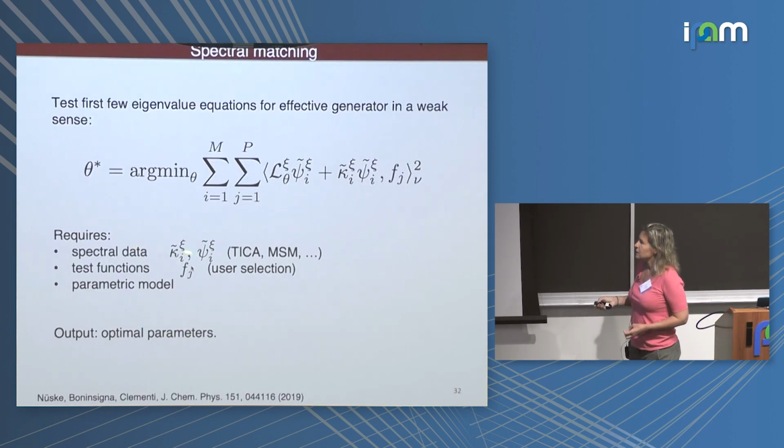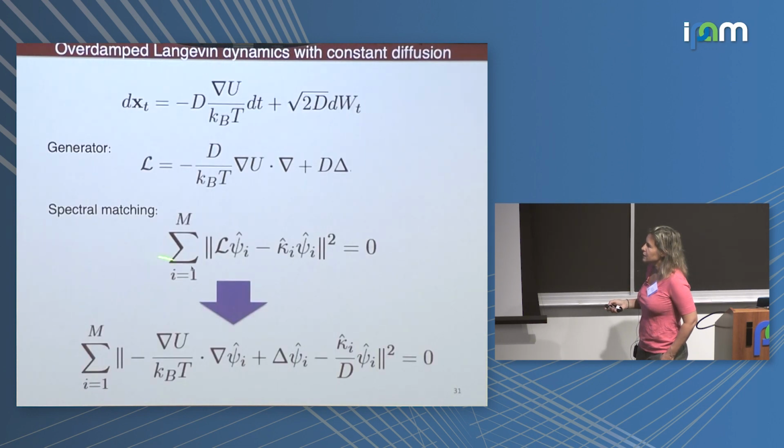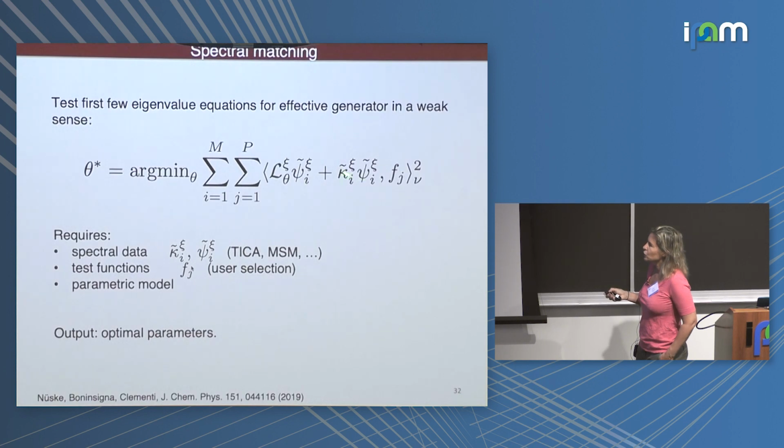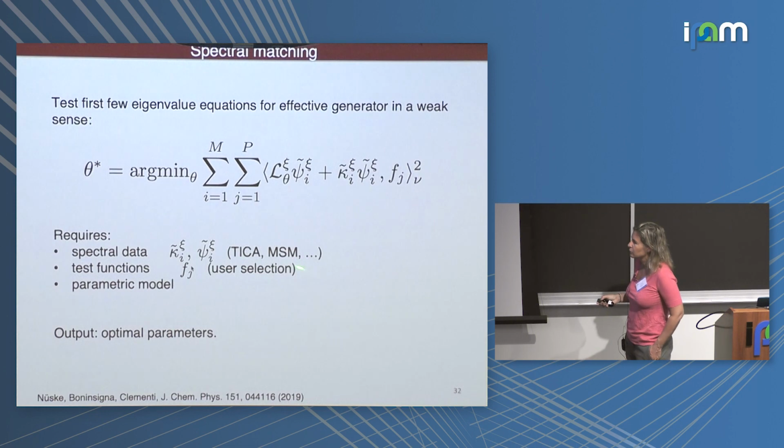So as I said, this is what you optimize. And what you need to know is the spectral data, that means the slow modes of the original system. This is the weak form of this spectral matching. We project it on some test functions, just for numerical stability. So we need to select a set of test functions, but this is not important. It's just technical. Question, Cecilia?